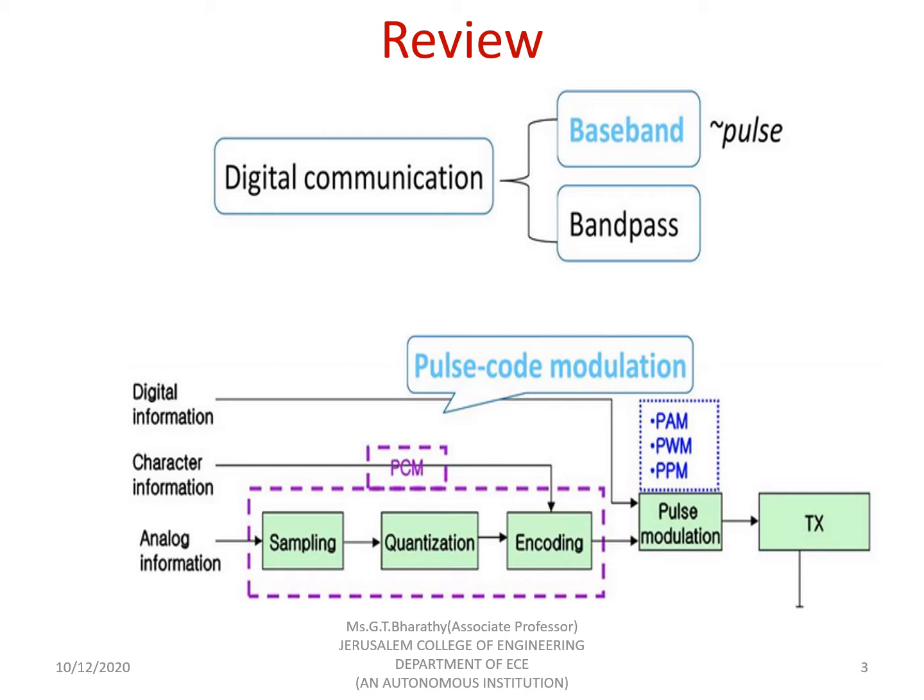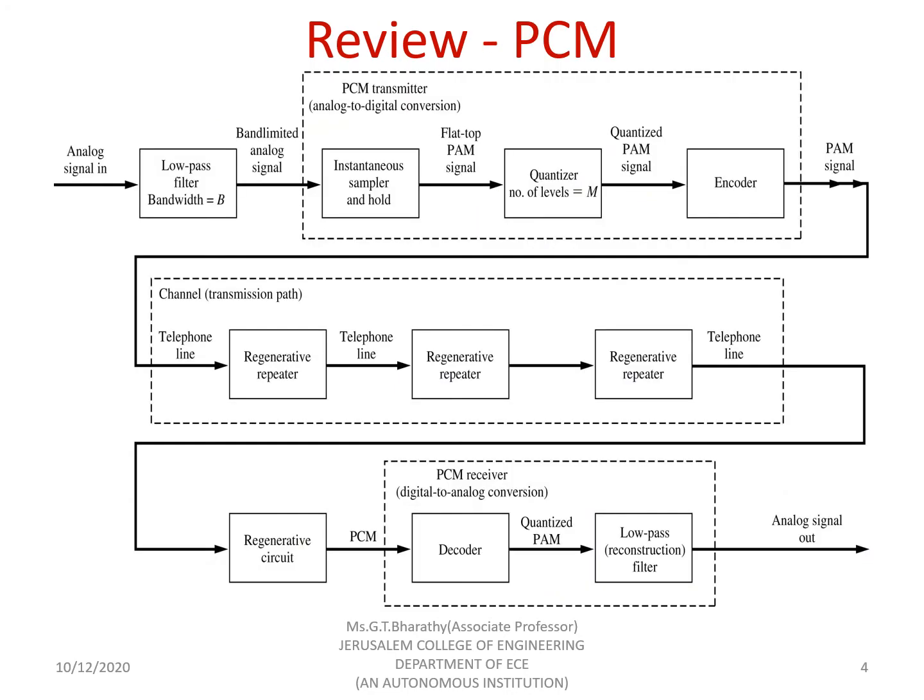of character information. Suppose the information data is analog in nature, then the analog signal will be given to PCM, which is a combination of sampler, quantizer followed by an encoder. So the sampled signal will be quantized, and then it will be given to the encoder, and then finally the pulse code modulation will be performed and the signal will be transmitted. PCM you have already studied in communication theory.